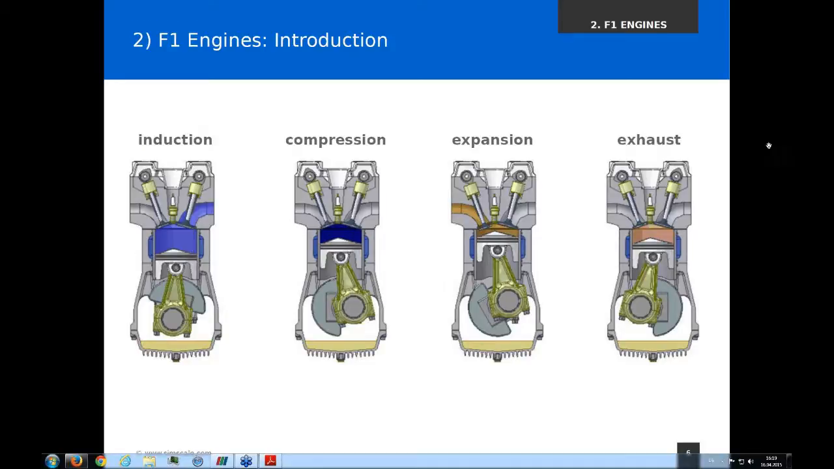And yes, I'm very sorry, there was a remark which is correct. Picture 3 and 4 should actually be switched. So the picture on the far right should go on spot number 3, and this picture should move to the right. So thank you for that remark. We're going to fix this in the slides which are going to be published. Okay, so this is how an internal combustion engine works, basically.